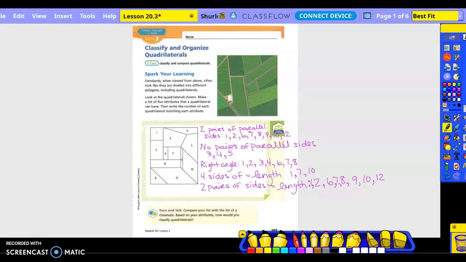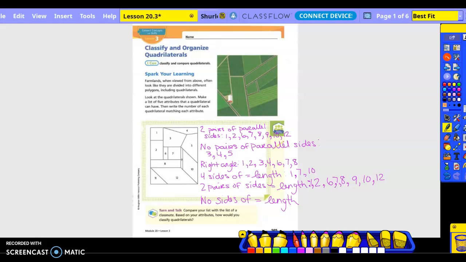Now, why did I go back and say that? Because what have we learned? That a square can be a rectangle, but a rectangle cannot be a square. Okay, so that's why we could go back and add those. Okay, and then no sides of equal length. Okay, so what we primarily focused on here was the parallel sides, right? Okay, a right angle, and then also side lengths.